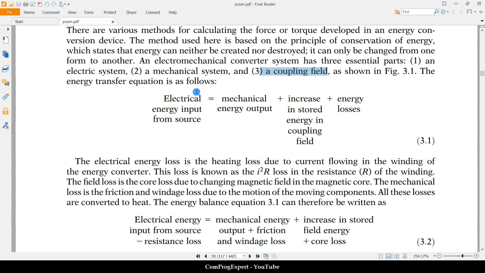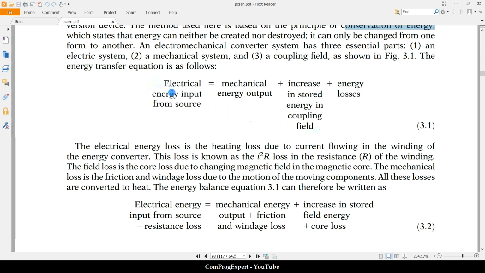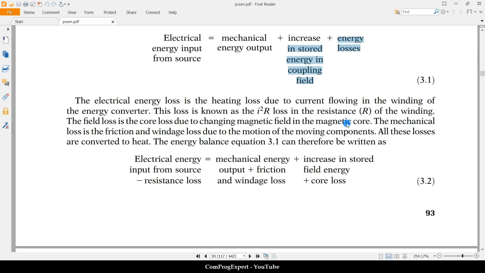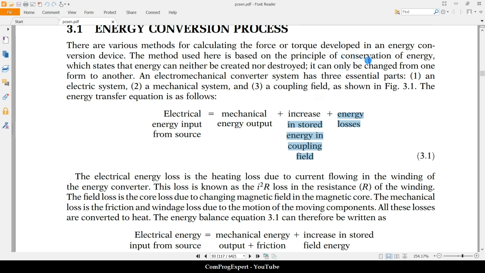So for this electromechanical converter system, how can we write the energy balance equation? This is the energy balance equation. Electrical energy input from the source is equal to the output mechanical energy plus increase in stored energy in the coupling field plus energy losses. So this is the balance equation for energy conservation.